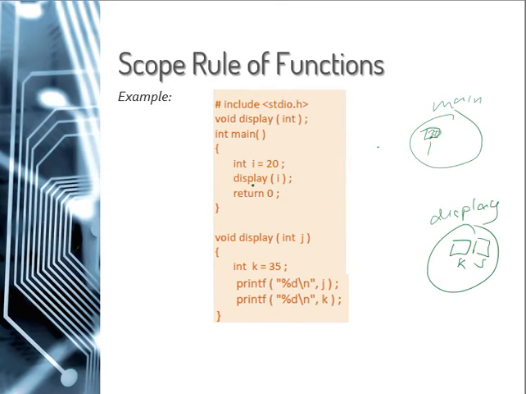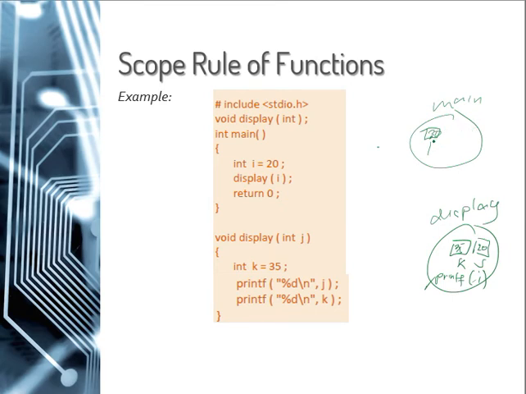So it was passed to display, right? So here j becomes 20, and your k is 35. So when this is printed, what it prints here is j and k. I does not exist in the world of display. So if you printf i there, it won't work because it does not know i in this planet. I only exists on the main planet.